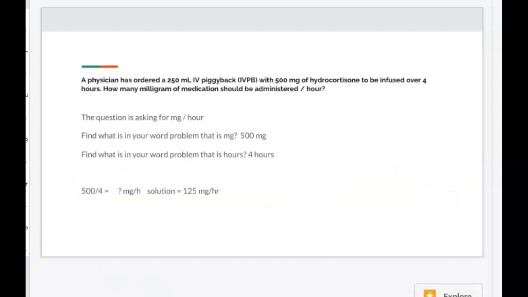A physician has ordered 250 milliliters of an IV piggyback, and in that they want 150 milligrams of hydrocortisone to be infused over 4 hours. How many milligrams of medication should be administered per hour? Okay, so it's asking how many milligrams per hour. That's what we want to get to.